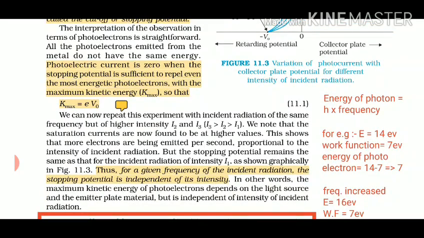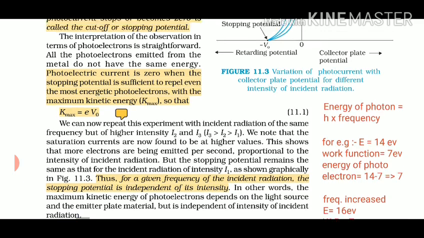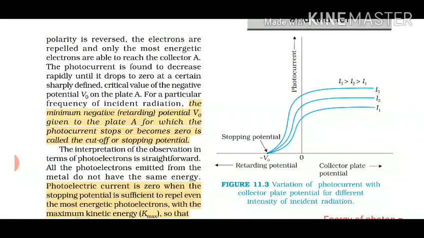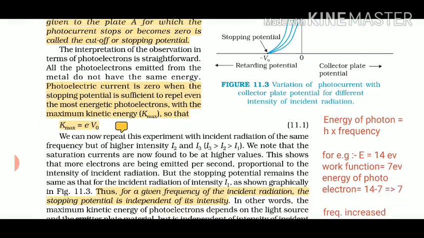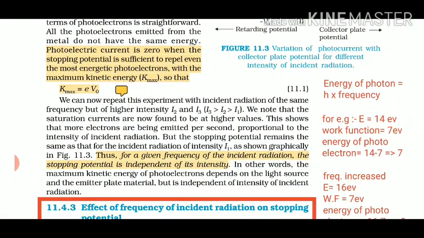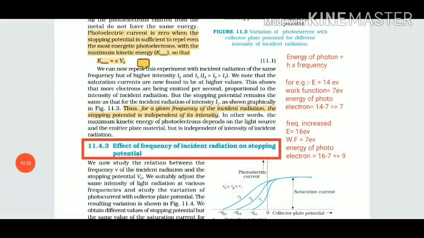So from this graph, we can conclude that for a given frequency of incident radiation, the stopping potential is independent of intensity. As you can see on the right hand side, we had different amounts of saturation current for different intensities, but the stopping potential is the same. They all stop at a common point, meaning the stopping potential is the same. So the stopping potential is independent of intensity.